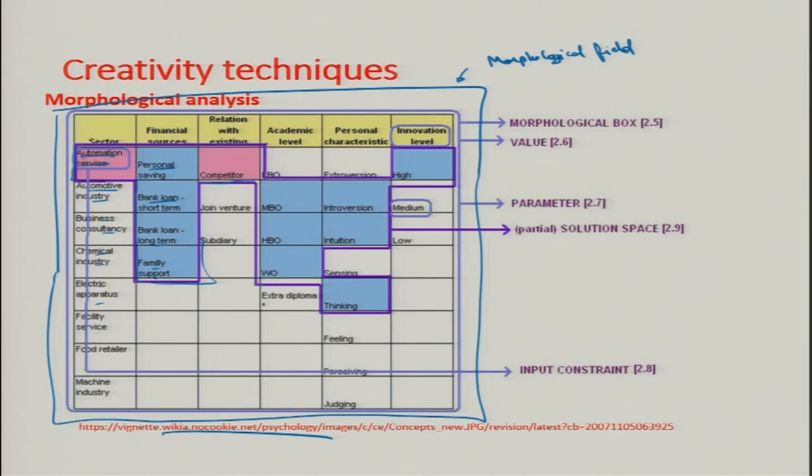Automotive service, financial sources would be personal savings, and we need to see the relationship with the competitor, and academic level is MBA. Then we need personal characteristic intervention. Then at medium level of innovation, what does this come to be?